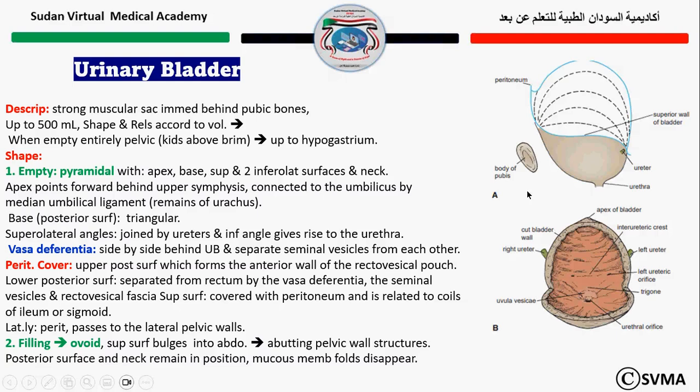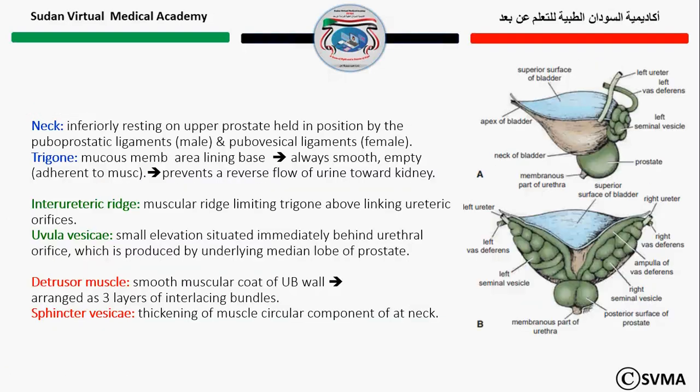The trigone, we said, is the triangle between the two ureteric orifices and the urethra, and its surface is flat even if the bladder is empty, because its mucous membrane is stuck to the muscle wall behind.